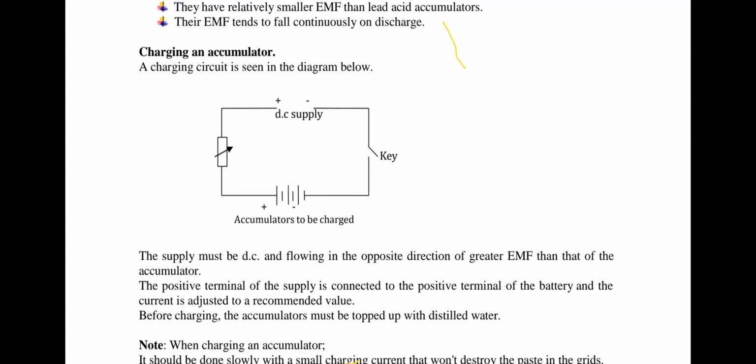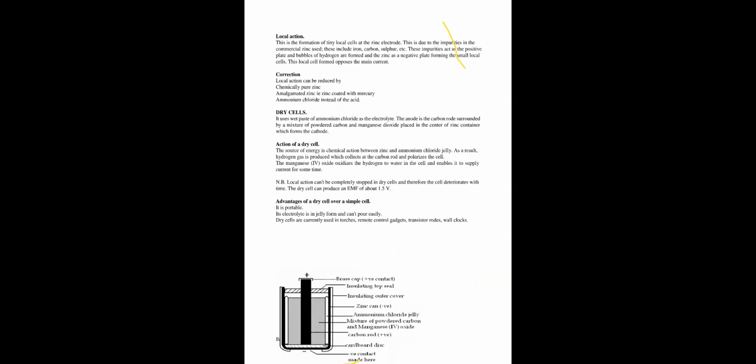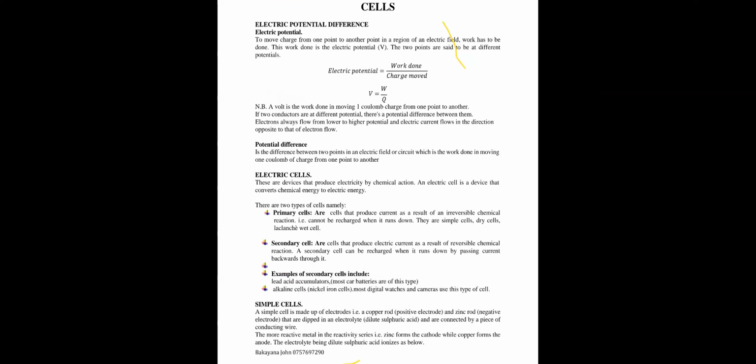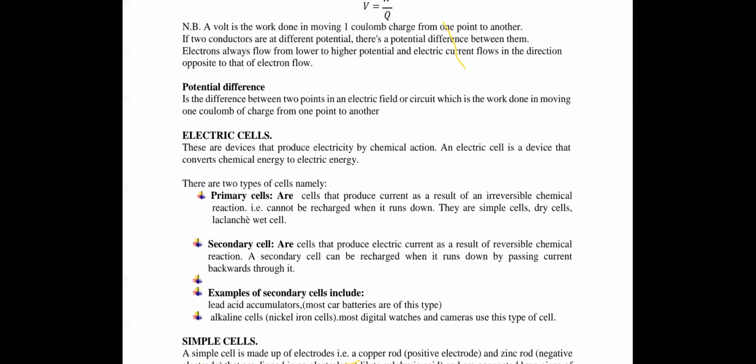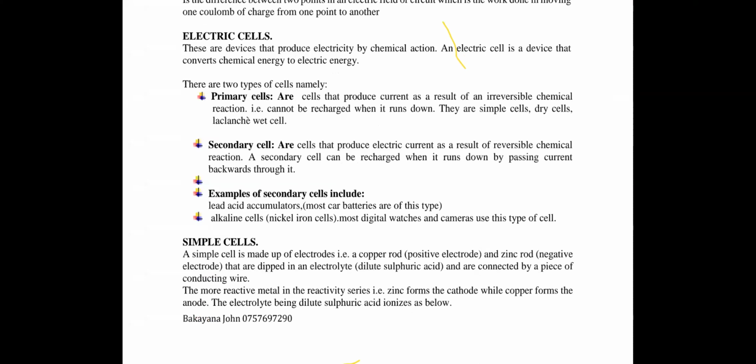Okay, thank you so much for your question. First of all, when we talk about the example of an accumulator, we can talk about the lead acid accumulator. If I take you back to where we started, when we were dealing with the secondary cells, these examples of secondary cells, we had the lead acid accumulators that are mostly used in cars. Like the car battery, those batteries that are used in cars are what you call the lead acid accumulators.